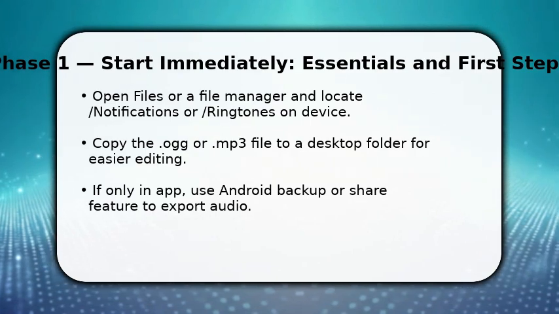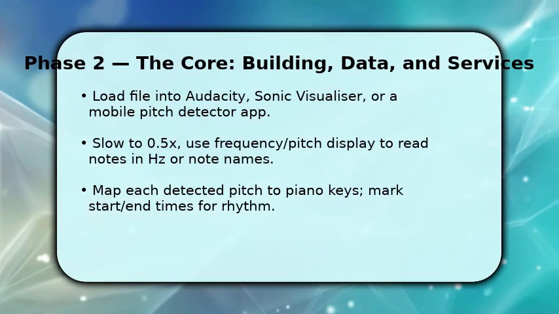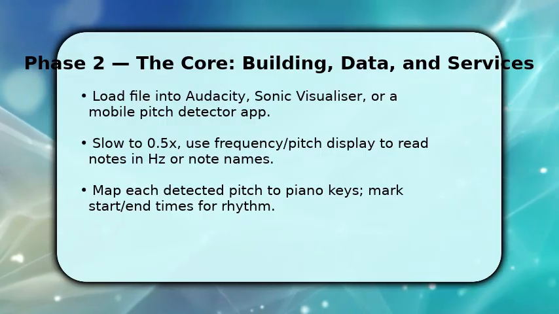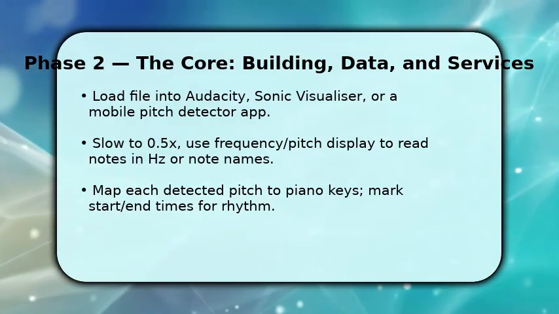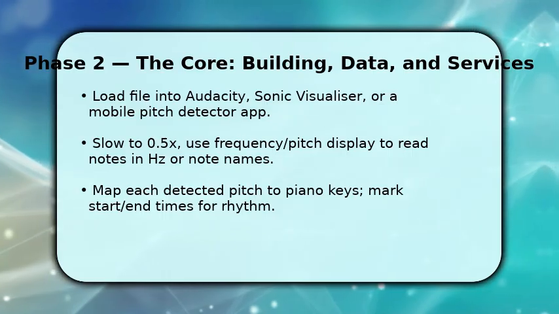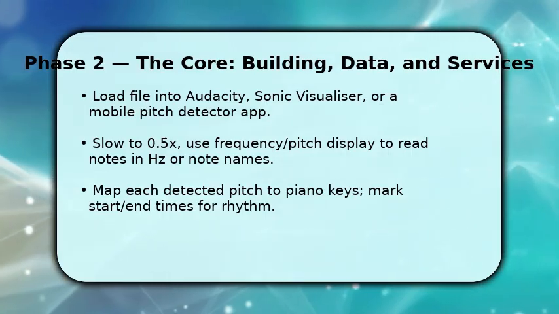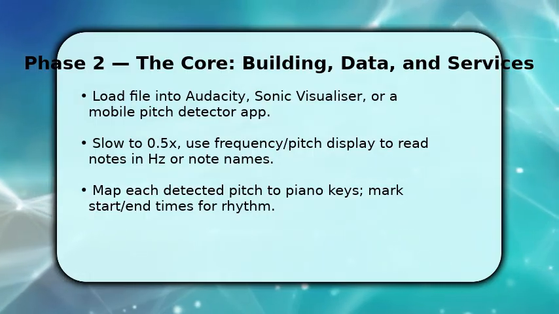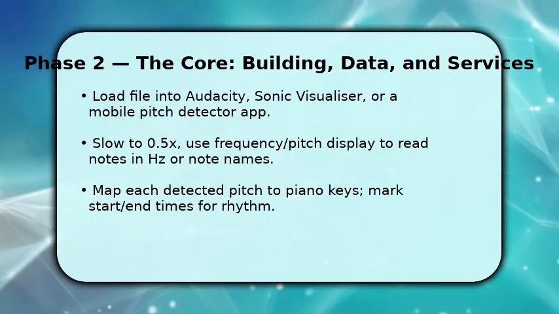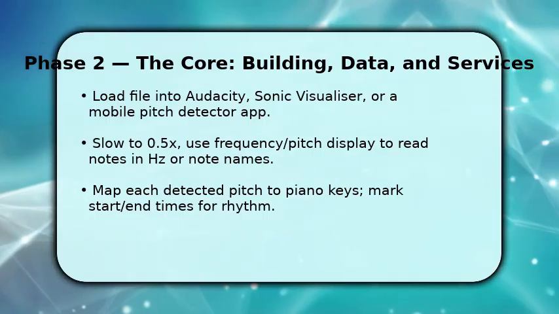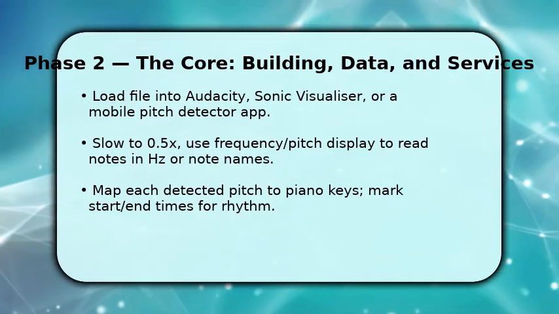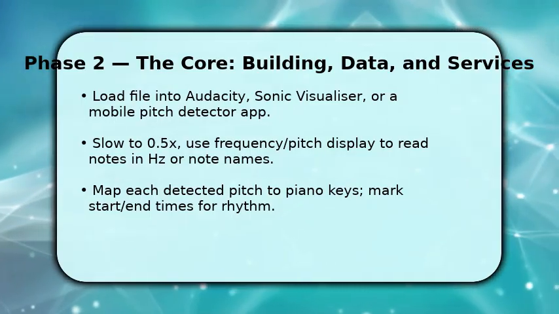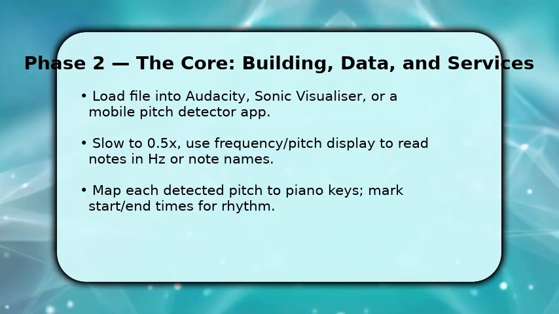Next, you analyze and transcribe the melody. Open the file in Audacity or Sonic Visualizer and slow playback to 1/2 speed so you can hear individual pitches. Use the spectral or pitch tracker to read frequencies in hertz, then convert those frequencies to musical notes and corresponding piano keys. Mark time stamps for each note. That preserves rhythm. If the sound has harmonics, focus on the strongest fundamental frequency.